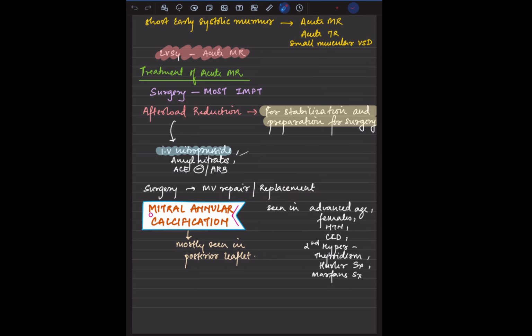So this is all for today. This was acute and chronic MR, mitral regurgitation.